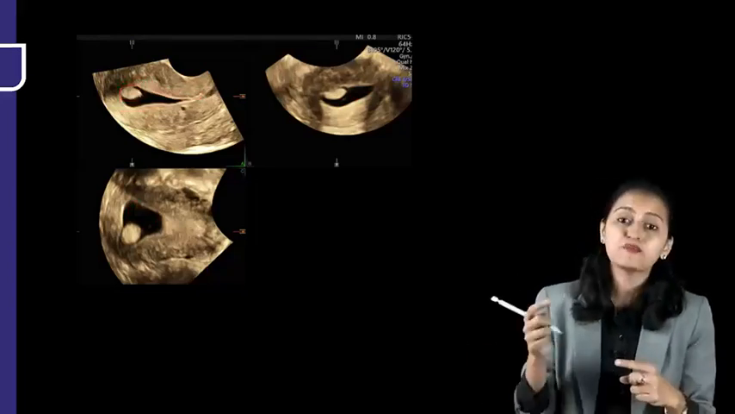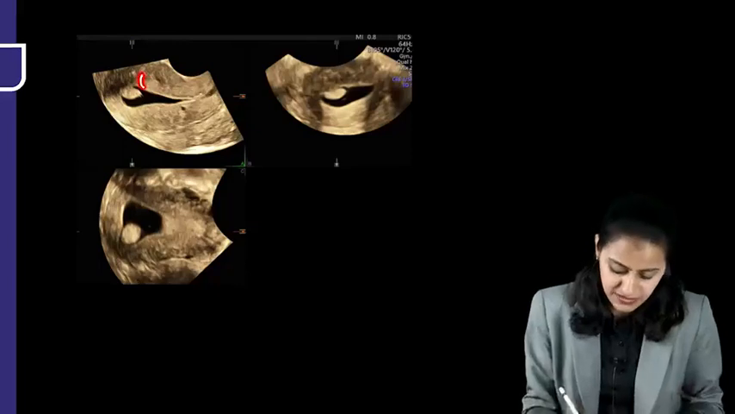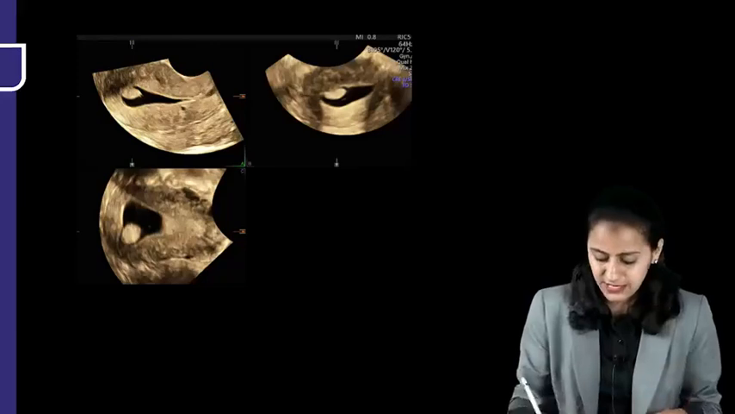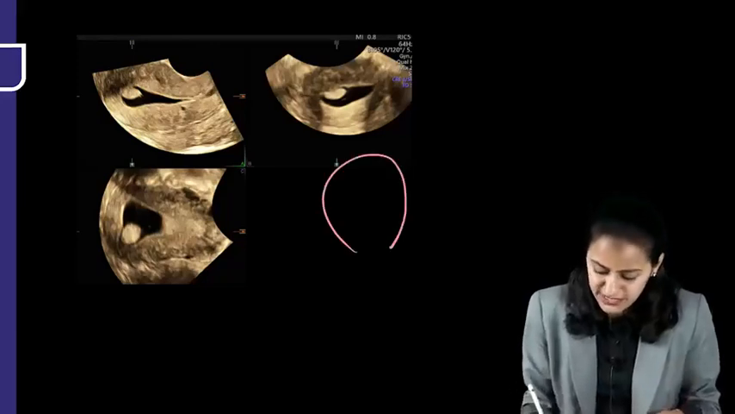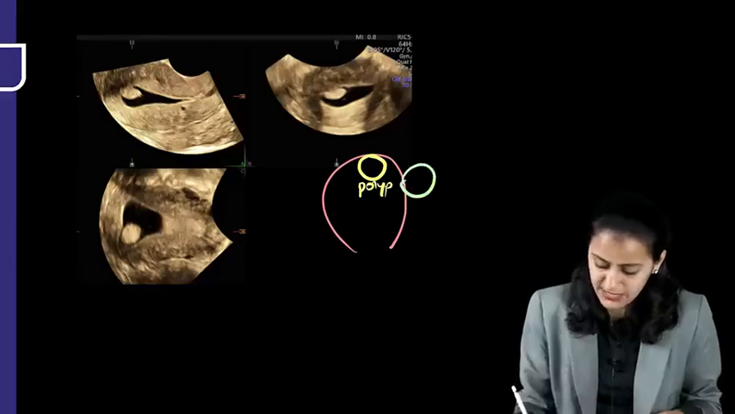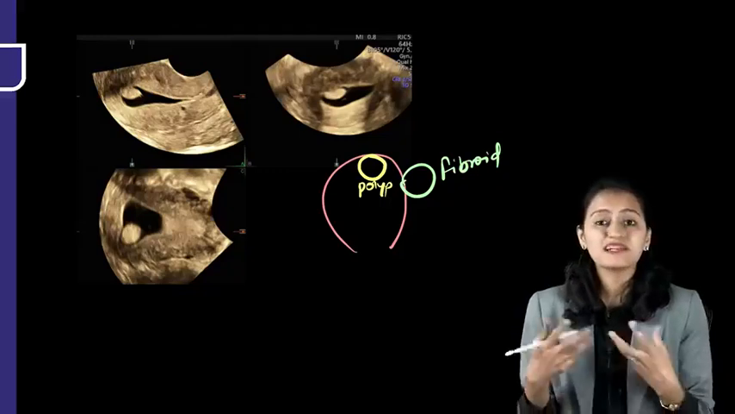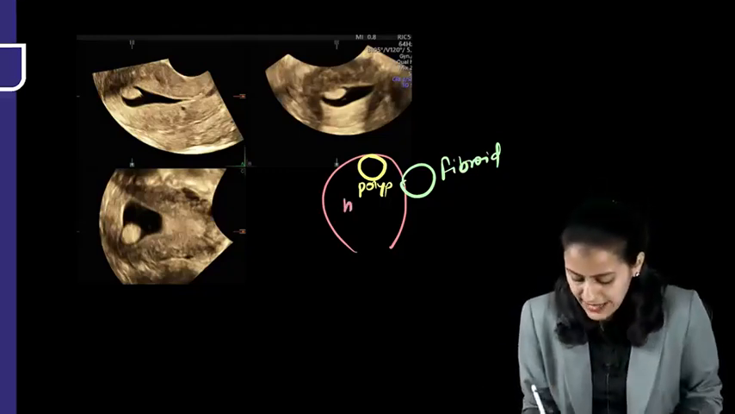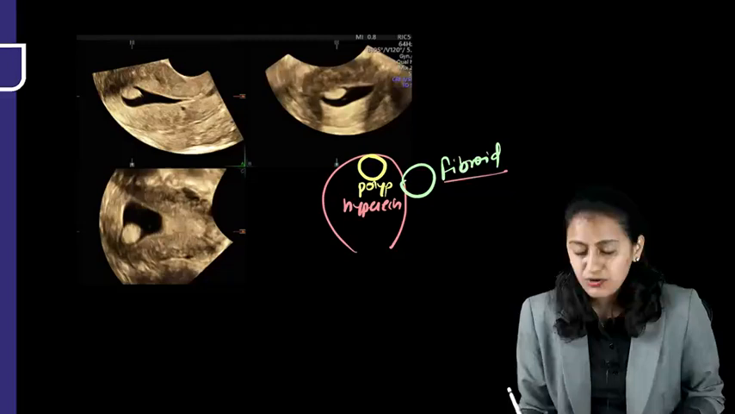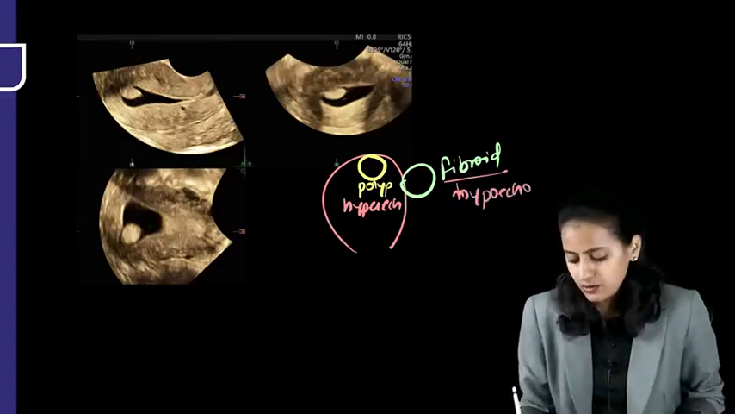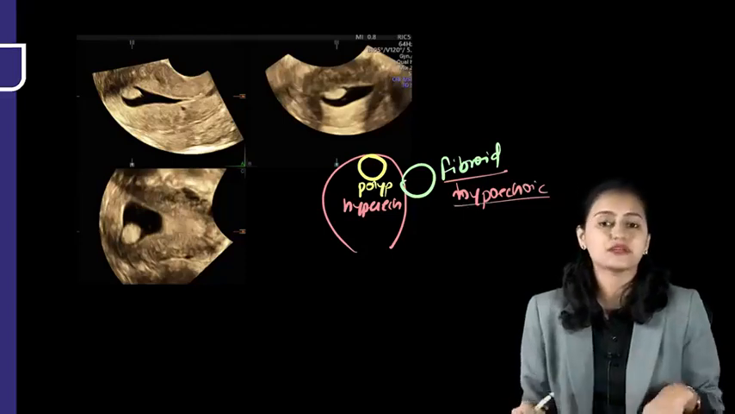The polyp will be within the endometrial cavity. The fibroid is a leiomyoma from the muscle. It could be outside the endometrial cavity. So if you see the lesion within the endometrial cavity, it's a polyp. If it is outside the endometrial cavity, it's a fibroid. Polyp is endometrial glands, so generally it is hyperechoic. Fibroid is the muscle, so generally it is hypoechoic. Okay, that's the difference between the two.